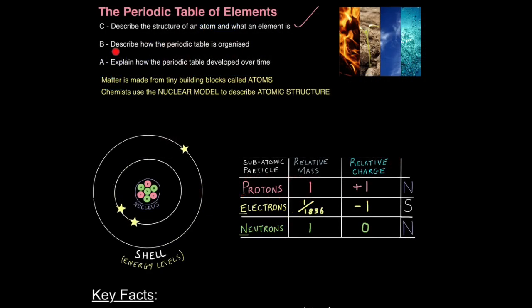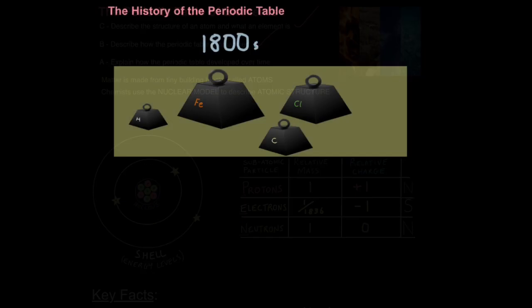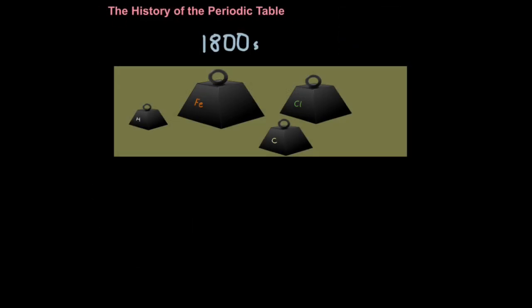So that's how we describe how the periodic table is organized. Aim 2. So now let's look at the history of how the periodic table developed. Well, in the 1800s, we didn't really know much about atomic structure, so we just could weigh the same volume of different elements and we could put them in order of their atomic mass.